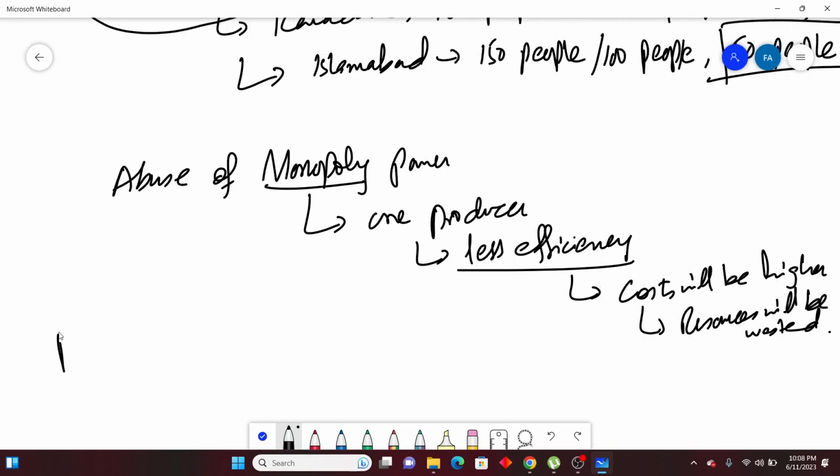Then what you can do is solve the past papers of this market failure topic, because I have explained everything which is there in your syllabus.